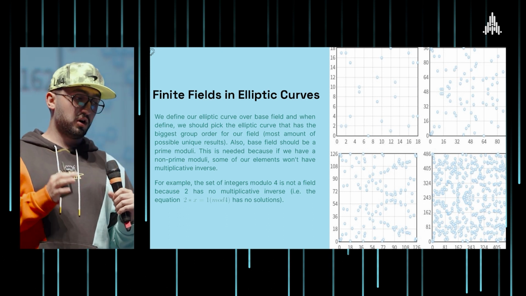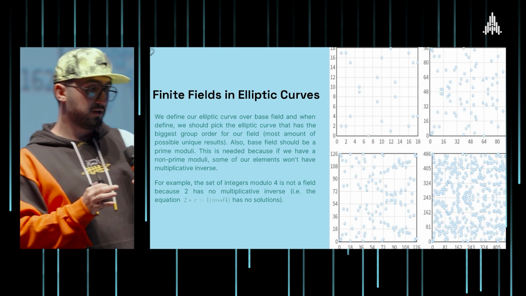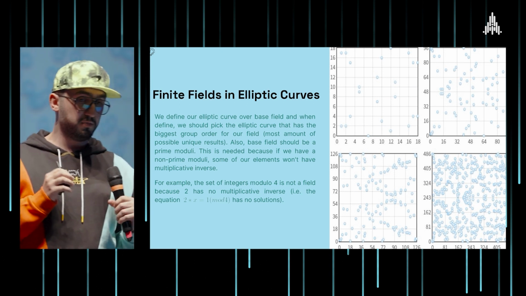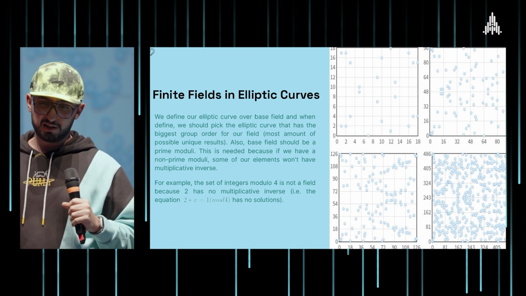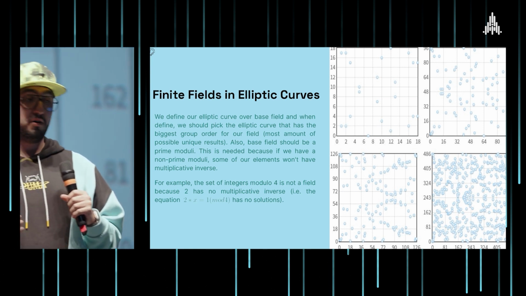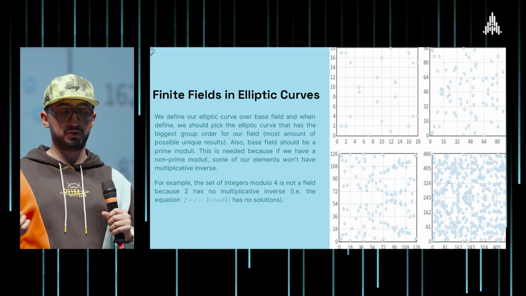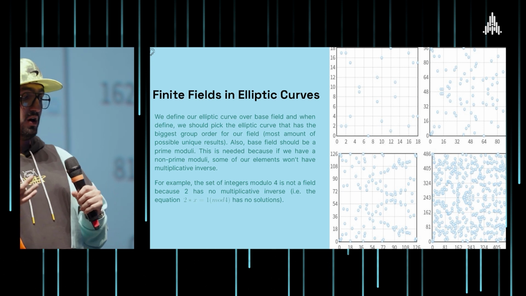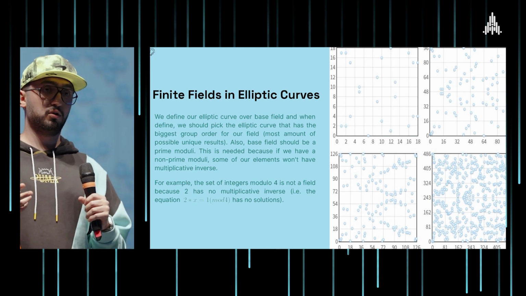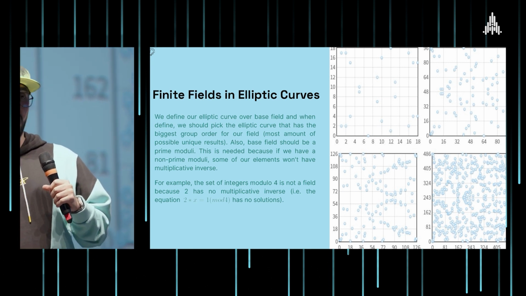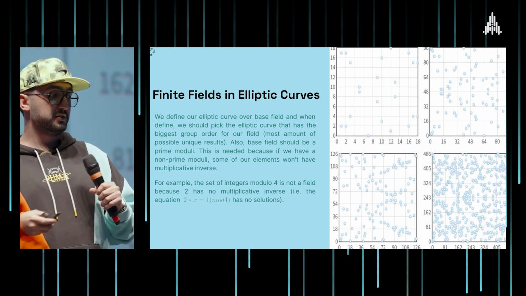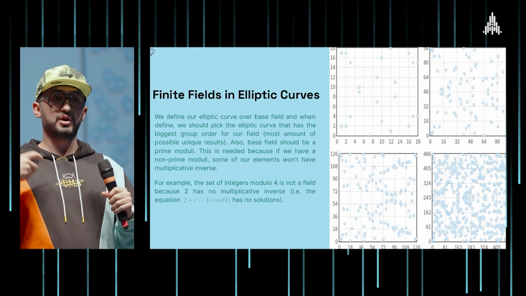But when we choose our finite field, we need to be careful for it to be a prime number, because if it's not a prime number, we will have no solutions for some numbers. As I show here, if you have mod 4, that means 2 times x is equal to 1 will have no solution for us. And that is also something that we are trying to avoid.